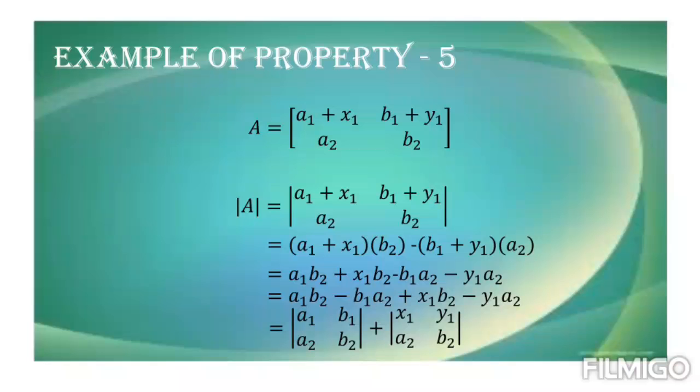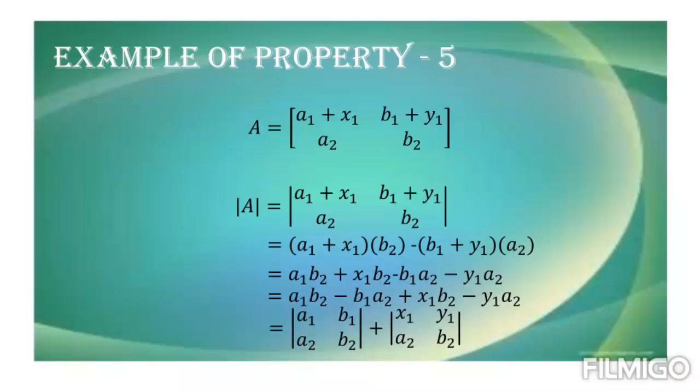Now we need to find our determinant. So the determinant of A1 plus X1, B1 plus Y1, A2 and B2 is (A1 plus X1) into B2 minus (B1 plus Y1) into A2. Now we multiply those B2 and A2 terms with A1 plus X1 and B1 plus Y1 respectively. Then we get A1 B2 plus X1 into B2 minus B1 A2 minus Y1 A2. Now we separate the A1 B2 minus B1 A2 and X1 B2 minus Y1 A2 terms.